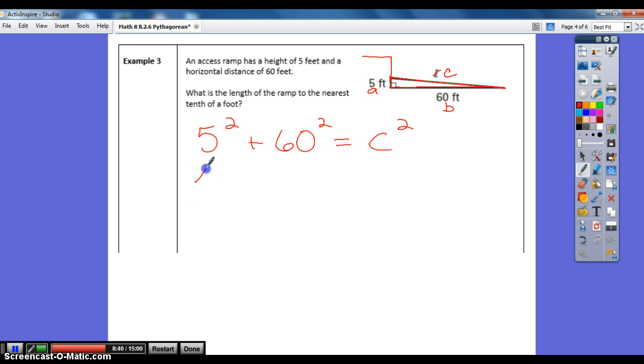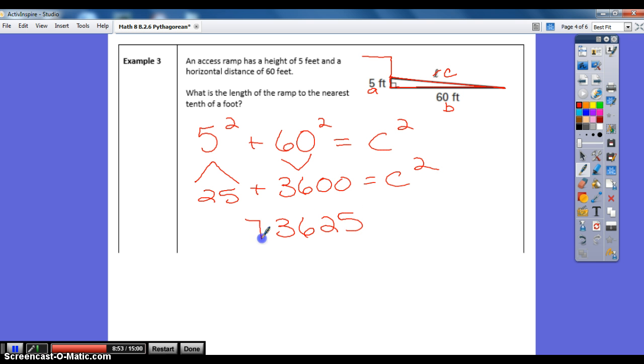What is 5 squared? 25. Good. Plus 60 squared? 3,600. Add these together, 3,625. Need to find the square root of each of these. C equals, what did you get? 60.2. 60.2 what? Feet. That's how long that handicapped accessible ramp would be here. All right?